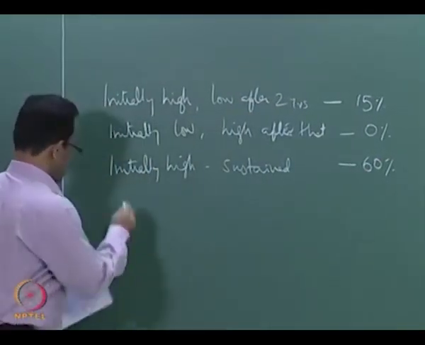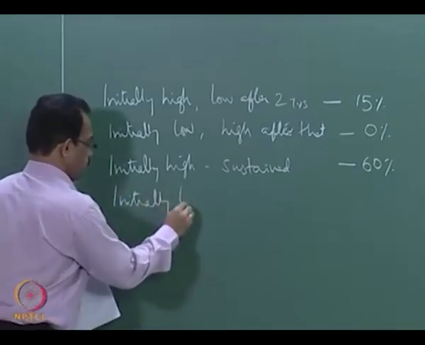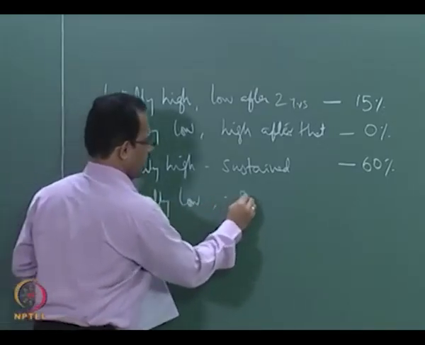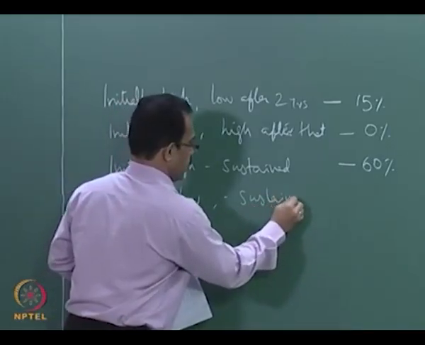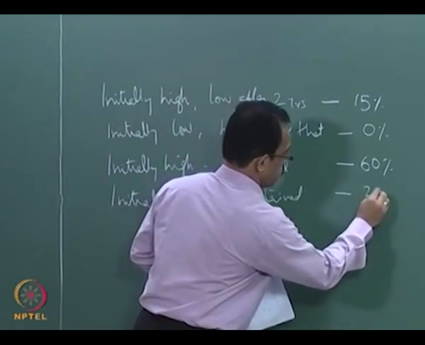Then we have initially low and it continues to be low, the low demand is sustained. That is another possibility, and the probability of this one is 25%.